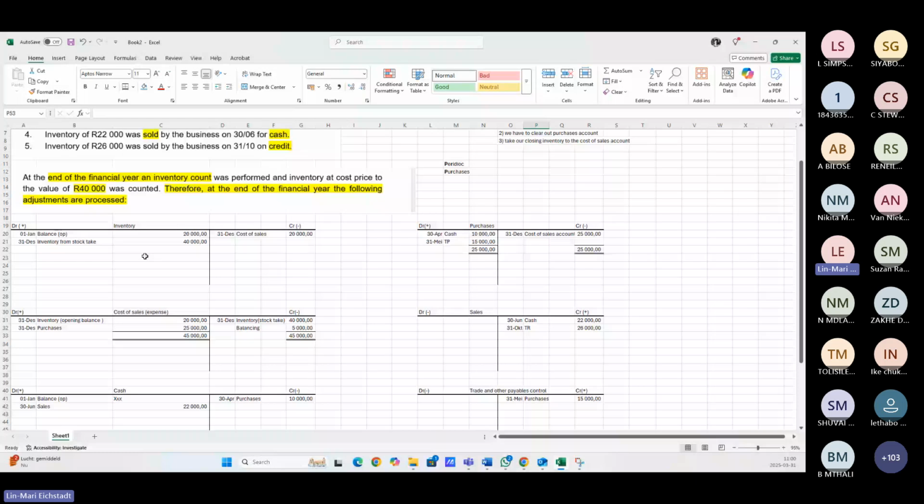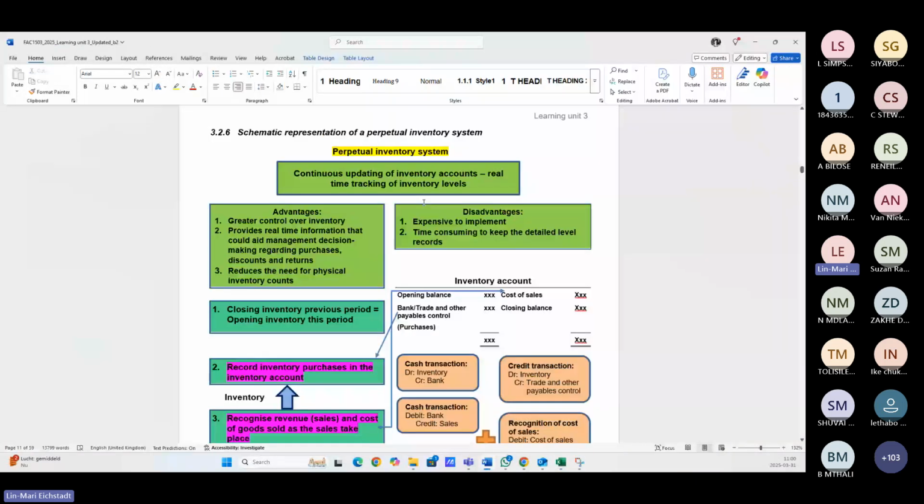The disadvantages of the system are that it's expensive to implement and it's time consuming to keep the detailed level records. And then the advantages are that there's greater control over inventory. It provides real-time information that could aid in management decisions regarding purchases, discounts, returns. What they mean with this is, for example, you would know when to reorder goods at a more realistic time.